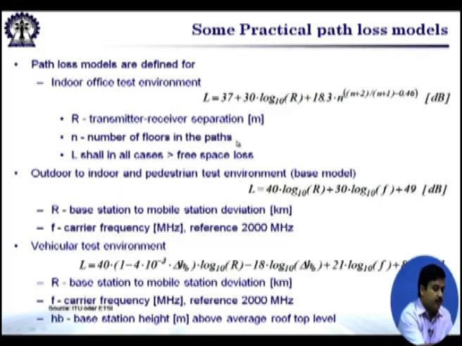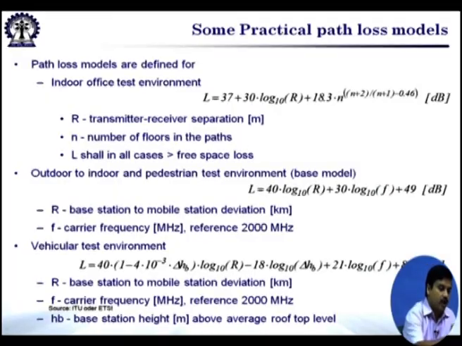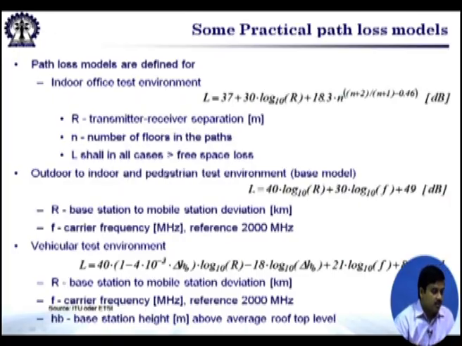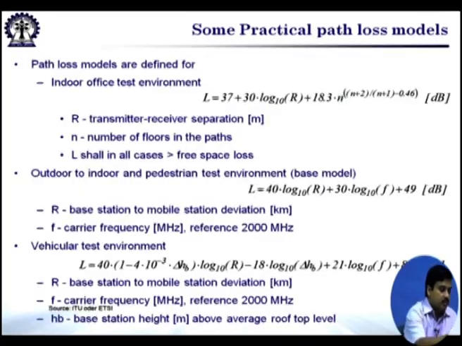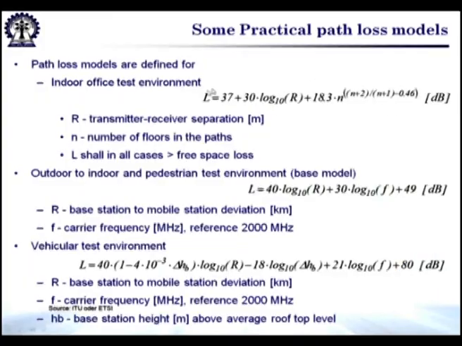N is the number of floors in the path. So, basically if the transmitter is on the first floor and the receiver is on the second floor, there would be a value of 1 for N. L in all cases would be greater than free space losses. So, the loss present here is of course much greater than free space loss. So, this is a complicated formula for the indoor office test environment.